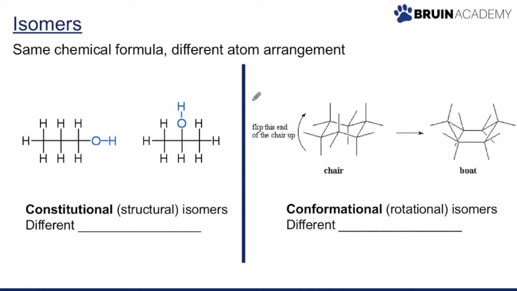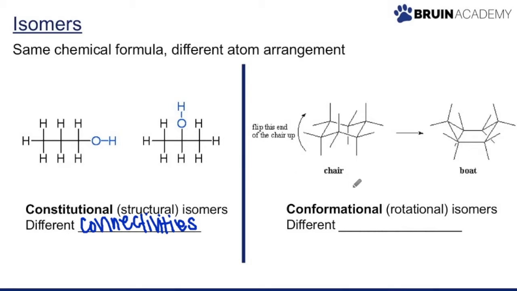The first type is a constitutional or structural isomer, and these differ in their connectivities. As you remember from perhaps an earlier chemistry course, isomers have the same chemical formula, but they differ in their atomic arrangement. In the case of constitutional isomers, such as the example right here, we have the same number of hydrogens, carbons, and oxygens. However, the oxygen and hydrogen atoms are connected at different locations on the molecule. For instance, this one's connected at the third carbon as opposed to the second carbon.